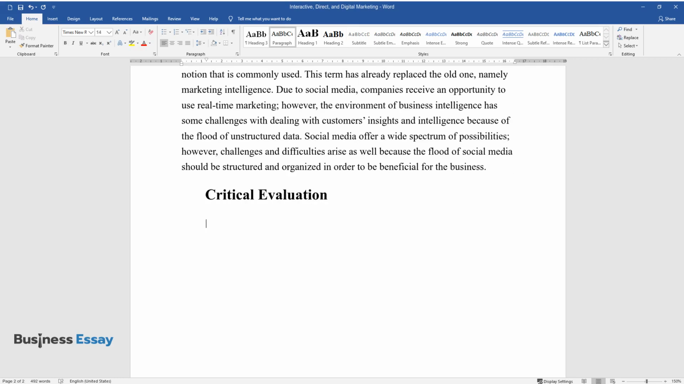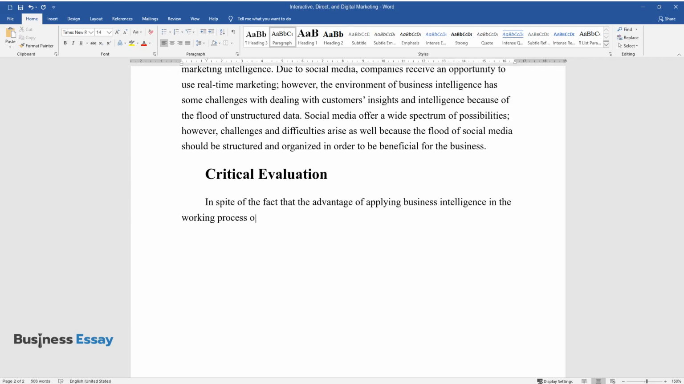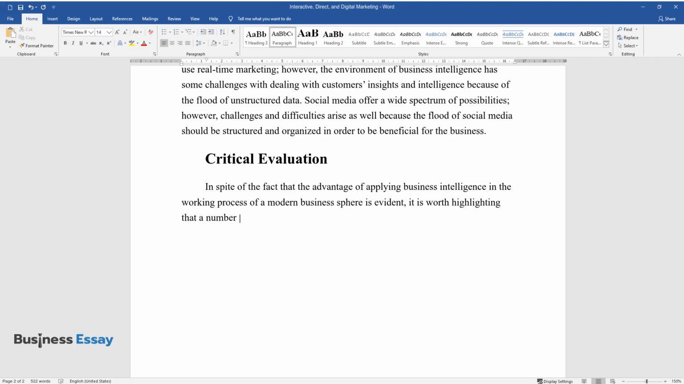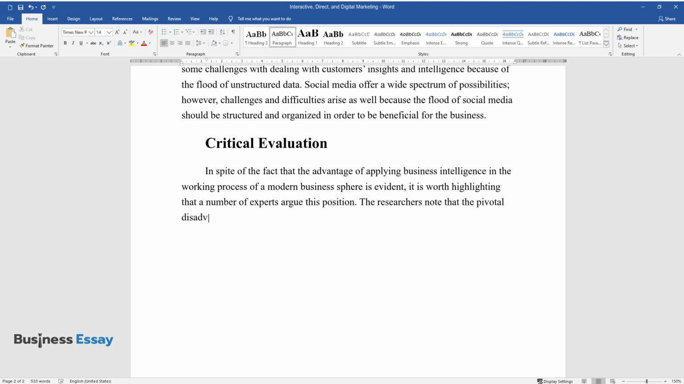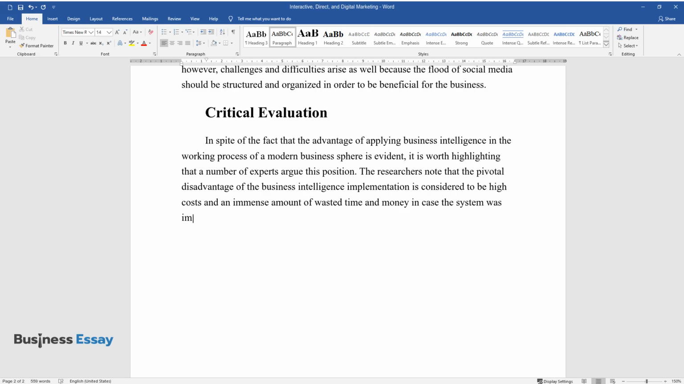Critical evaluation. In spite of the fact that the advantage of applying business intelligence in the working process of a modern business sphere is evident, it is worth highlighting that a number of experts argue this position. The researchers note that the pivotal disadvantage of the business intelligence implementation is considered to be high costs and an immense amount of wasted time and money in case the system was implemented with mistakes.